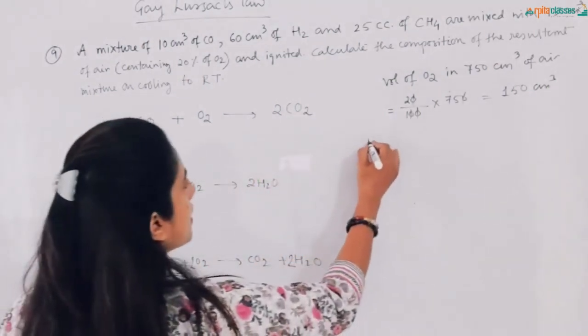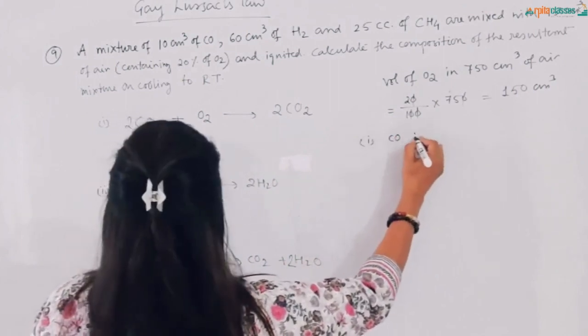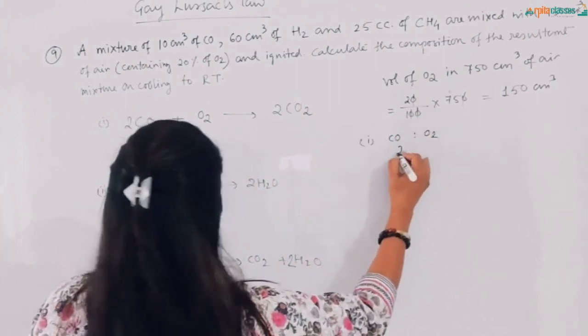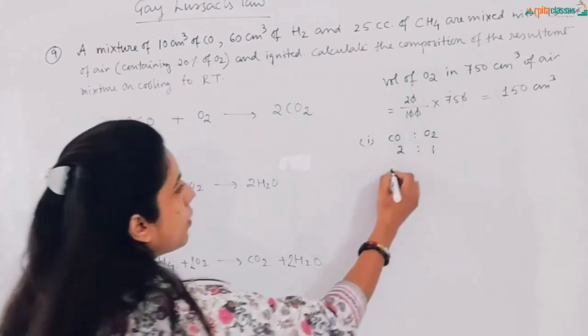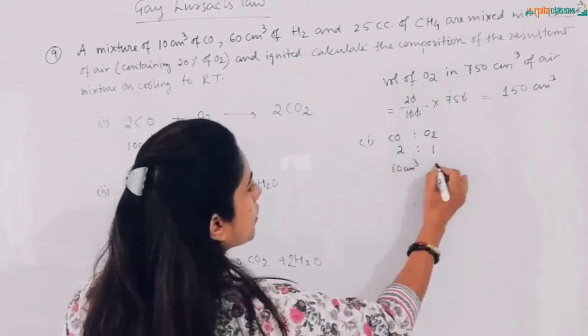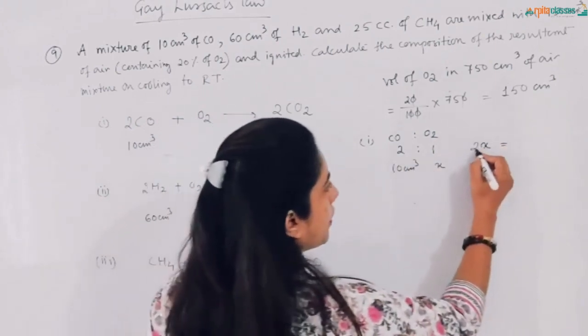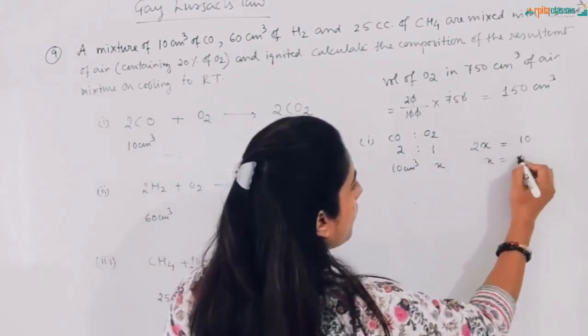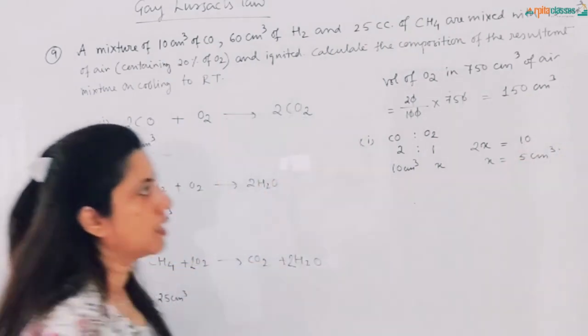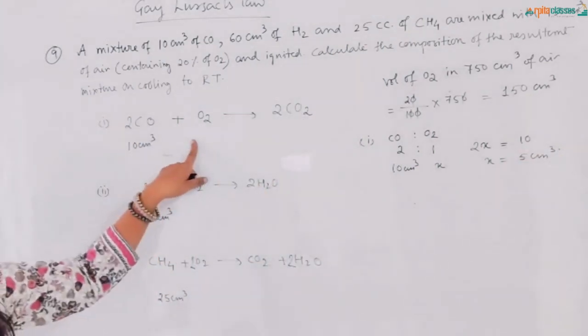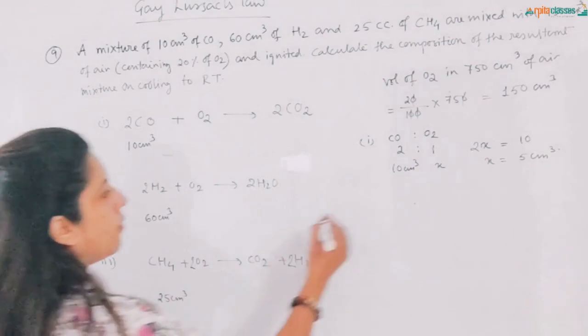In the first case, the ratio between CO and oxygen is 2:1. So if CO is 10 centimeter cube, how much will oxygen be? From here we get 2X is equal to 10, so X is equal to 5 centimeter cube. So from the first reaction, the oxygen required is 5 centimeter cube.